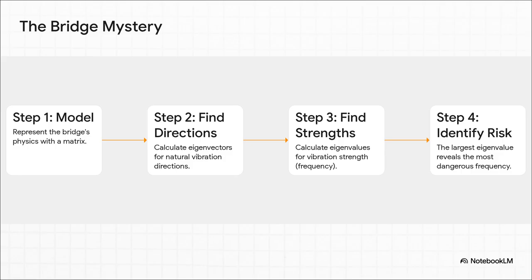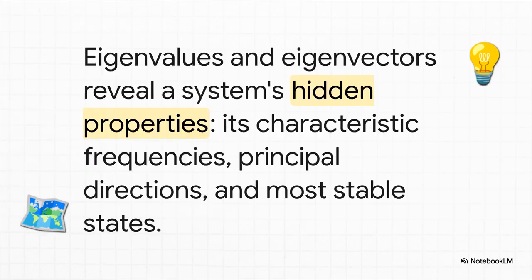And here's the kicker, the biggest eigenvalue. That corresponds to the most dangerous frequency. That's the one. It tells engineers the exact vibration they have to design around to prevent a catastrophic collapse. And there it is. The secret blueprint is revealed.